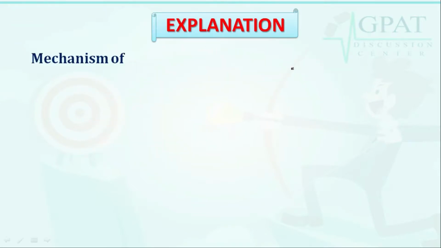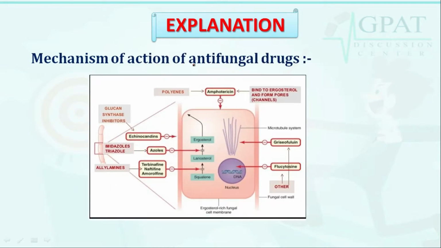Now let's have some explanation about this. Here we have the mechanism of action of antifungal drugs. Azole derivatives inhibit ergosterol synthesis, meaning the conversion of lanosterol to ergosterol. So azoles inhibit this conversion, and various drugs are used. Here the polyene amphotericin is also seen, which binds to ergosterol and forms pore channels. So amphotericin inhibits that.